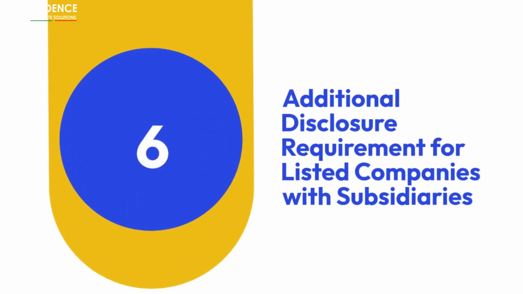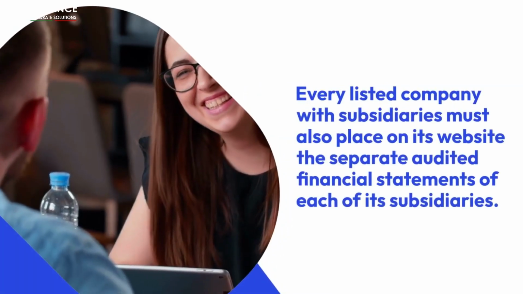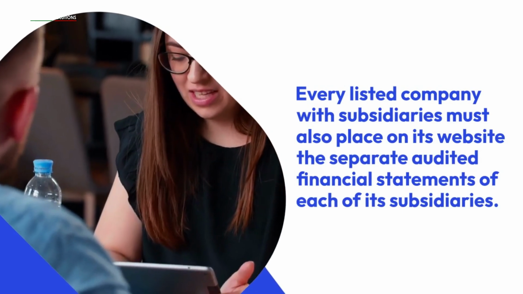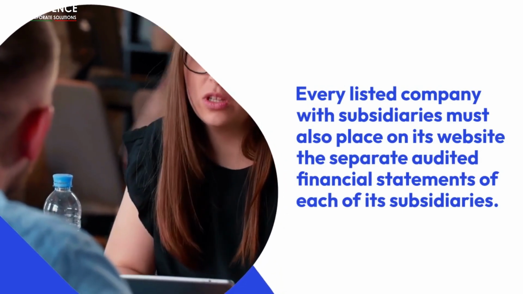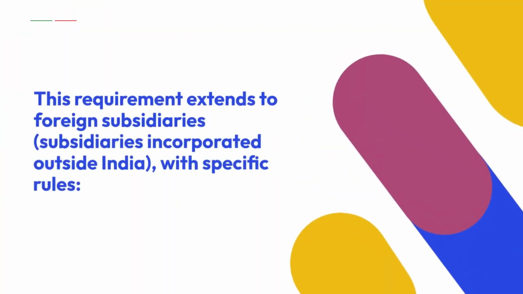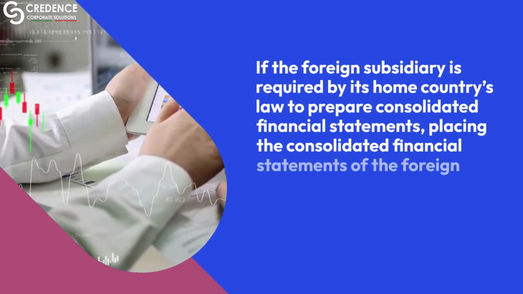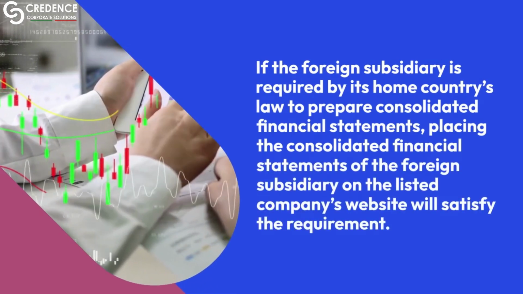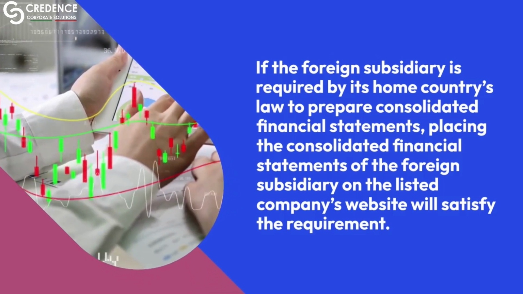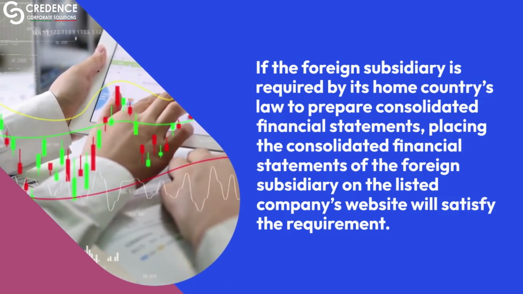6. Additional disclosure requirement for listed companies with subsidiaries. Every listed company with subsidiaries must also place on its website the separate audited financial statements of each of its subsidiaries. This requirement extends to foreign subsidiaries, subsidiaries incorporated outside India, with specific rules. If the foreign subsidiary is required by its home country's law to prepare consolidated financial statements, placing the consolidated financial statements of the foreign subsidiary on the listed company's website will satisfy the requirement.